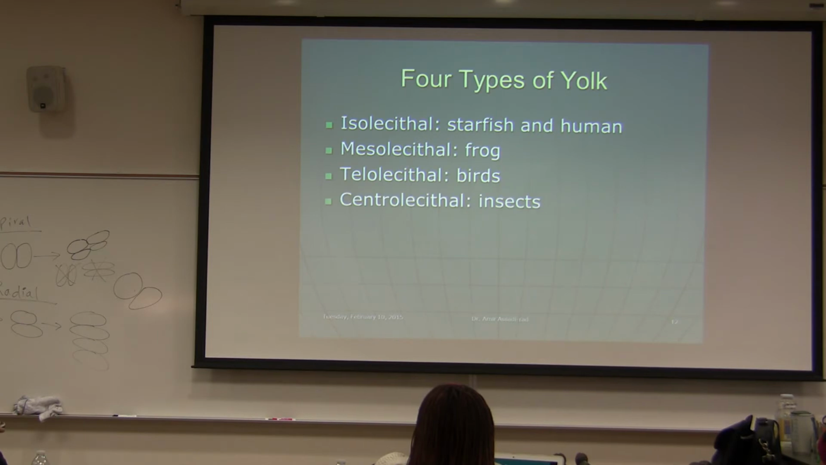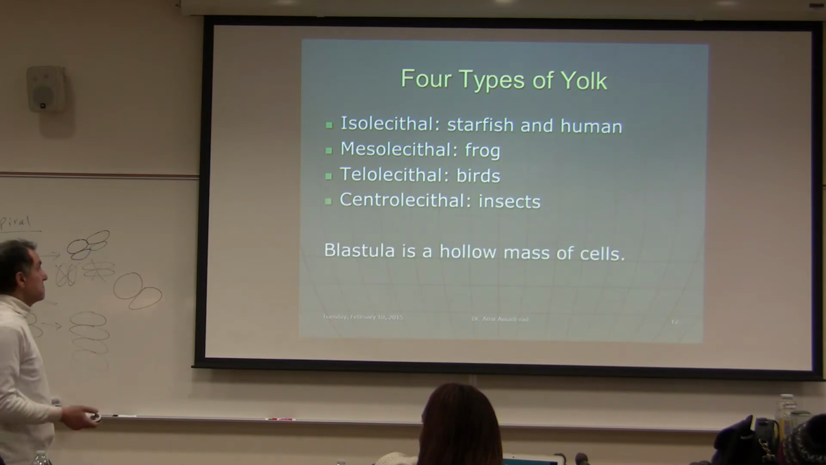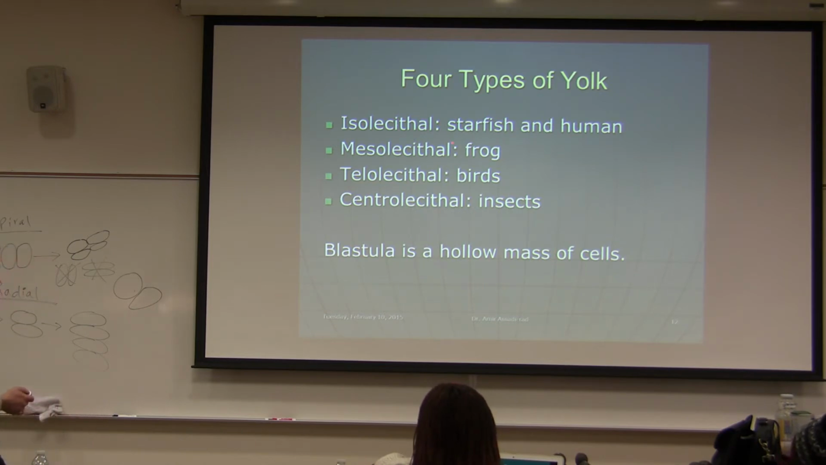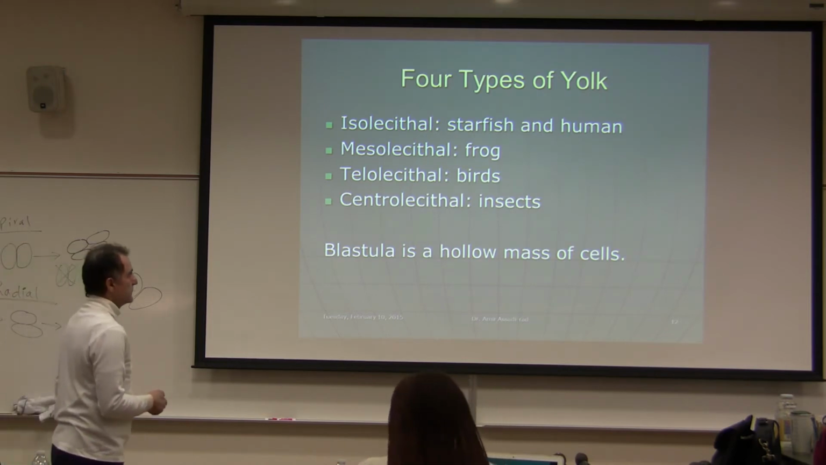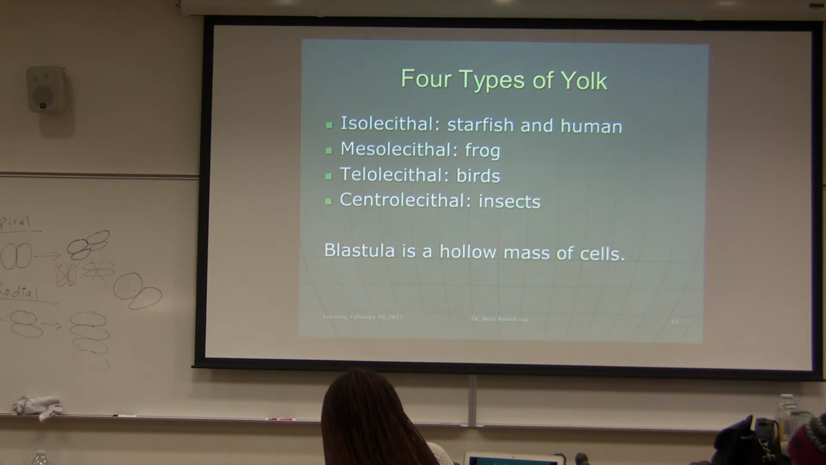4 types of yolk. If I run out of questions, I threw one question in there. We have isolecithal, starfish and human, same amount of yolk as the vegetative cells and so on. Mesolecithal, moderate amount of yolk. Telolecithal, like birds, they have a lot of it. Centrolecithal does not say anything about how much yolk it has. It says the yolk is in the center of the cleavage, and blastula is a hollow mass of cells.